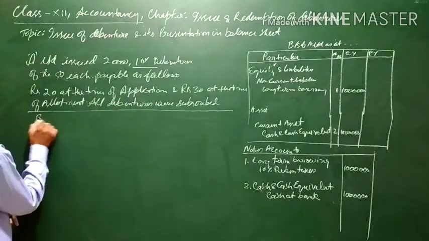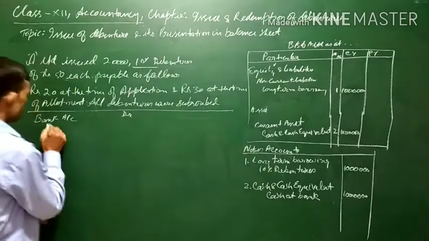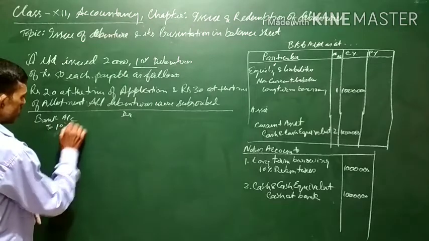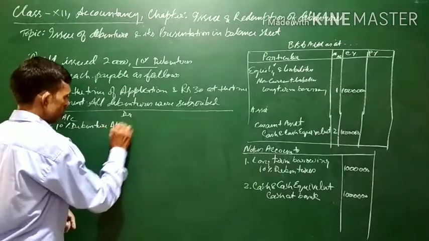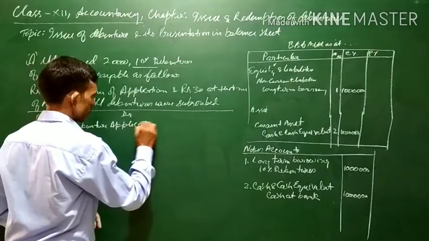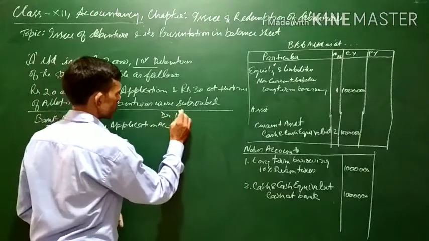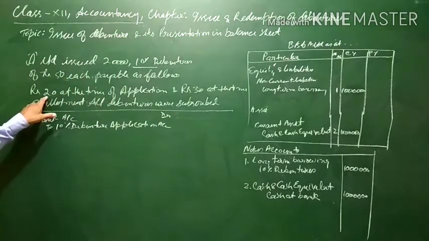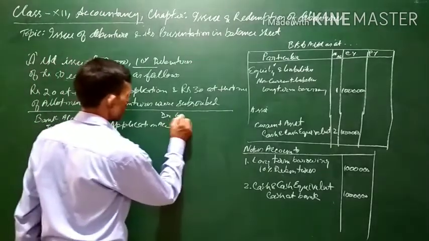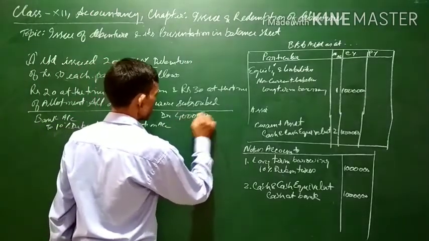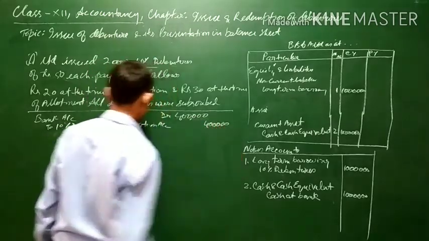First entry will be bank account debit to 10% debenture application account. Now, when 20 rupees at the time of application is called and 20,000 debentures are there, it will come to 4 lakh. 4 lakh will be received at the time of application.